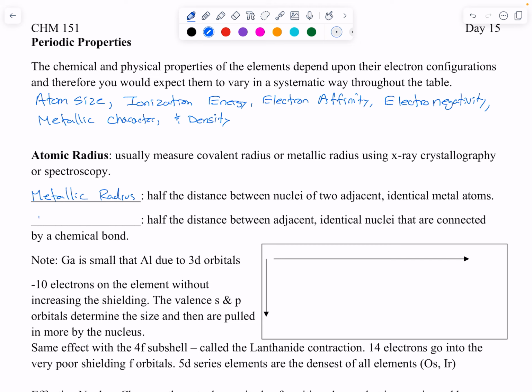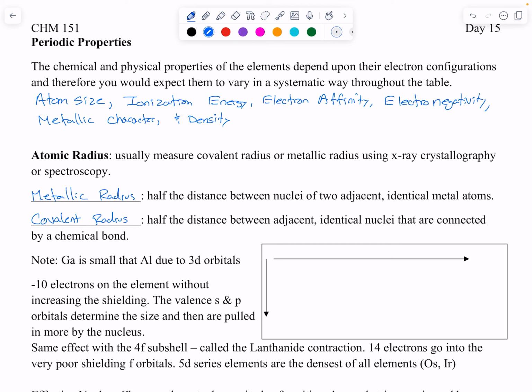The covalent radius is like, take a small piece of ice, shoot. Well, actually, we wouldn't use ice. We'd use, let's say, diamond. Take a small piece of diamond, X-ray, boom. You get half the distance between two carbon atoms. That's the atom size.